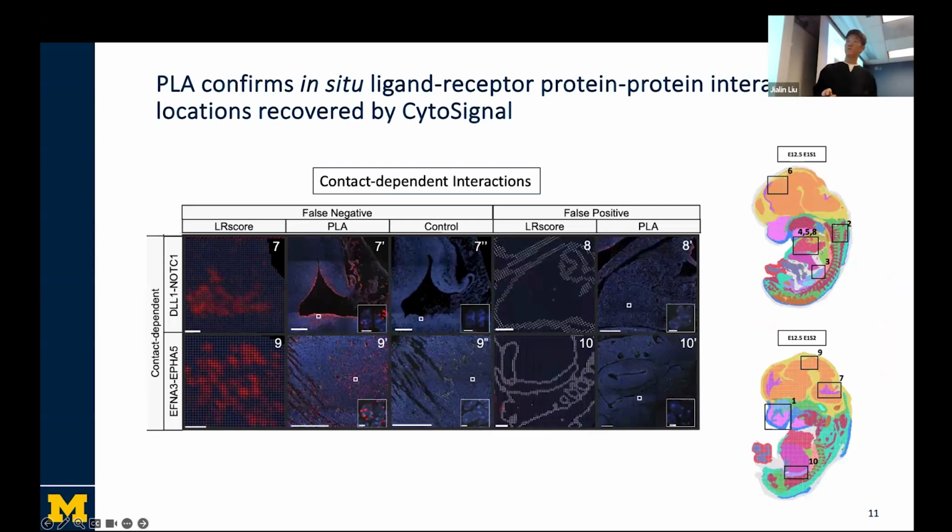Of course, we have done it on the mouse embryo data, and this is E12.5 mouse embryo data.